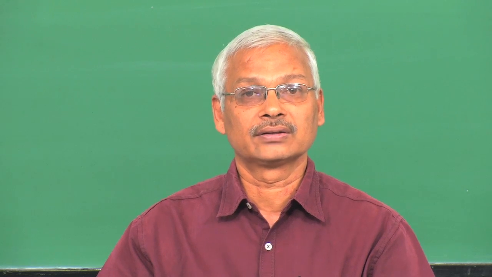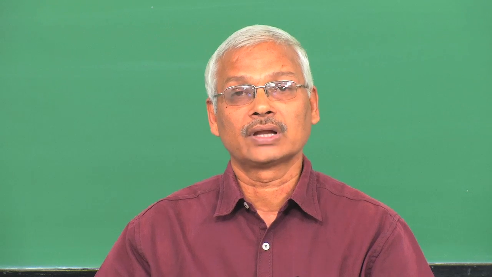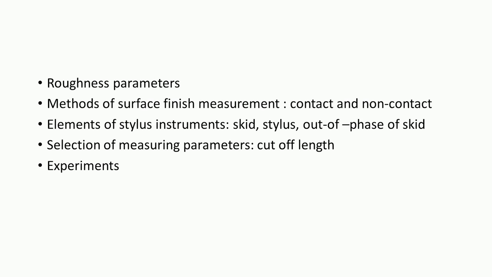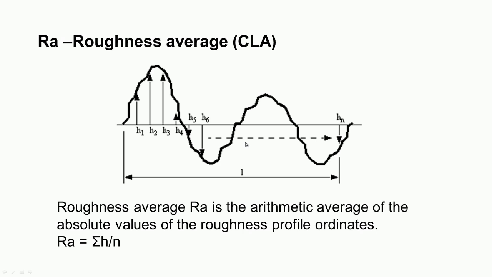We will discuss the types of skids and the design of stylus, and the out-of-phase condition of the skid, and then we will also learn how to select the measuring parameters like cutoff length, and then finally we will see some experiments. Now we will start with the roughness parameters. So the first one is RA, roughness average, which is also known as center line average.